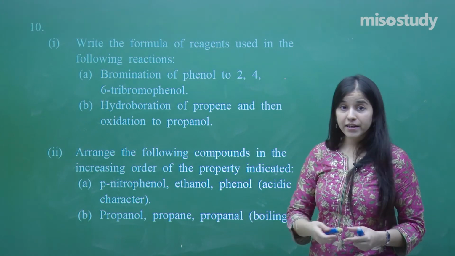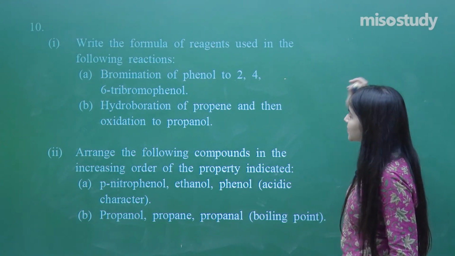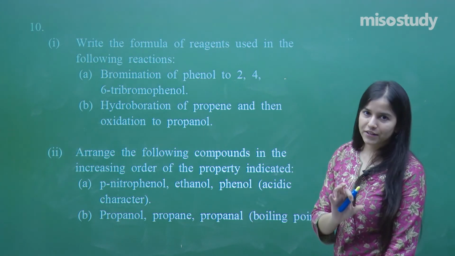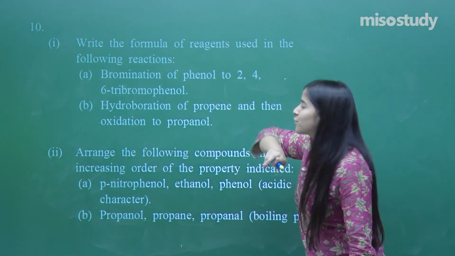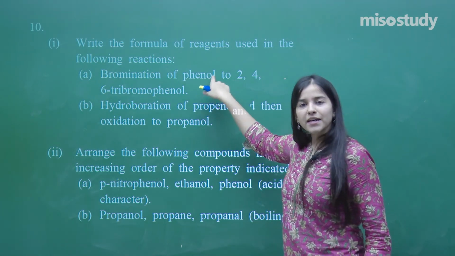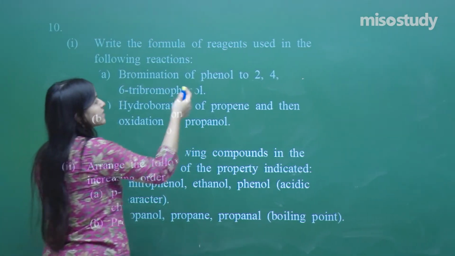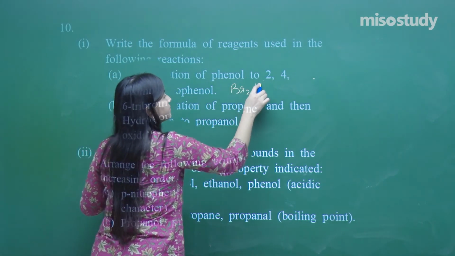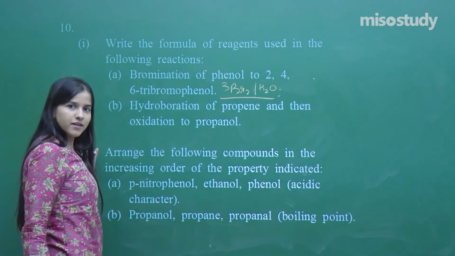Now, the 10th question, again the 5-mark question: write the formula of the reagents used in the following reactions. Simply the formula I need to write down. Bromination of phenol to 2,4,6-tribromophenol. You already have done this reaction earlier. It's the simple bromination. We obtained a white precipitate, yes. So what is the reagent? Simple bromine water, and that too thrice of it, right?